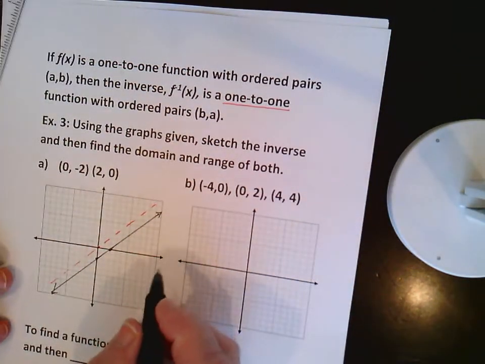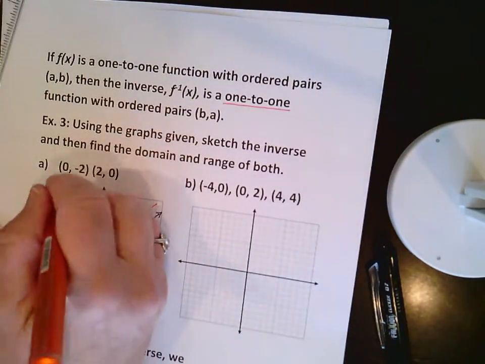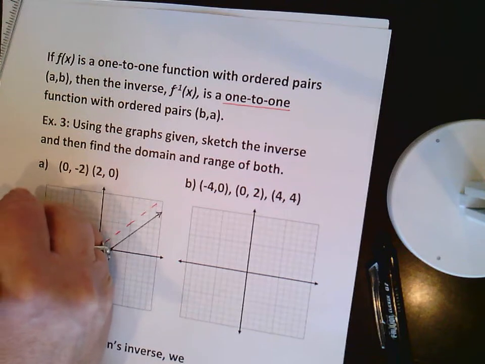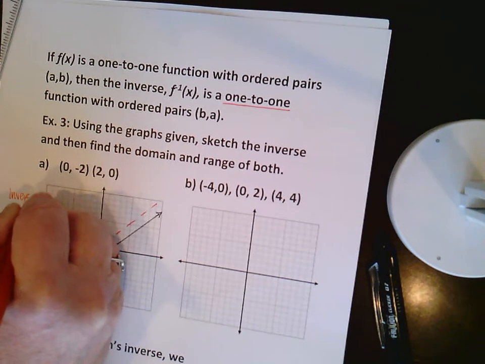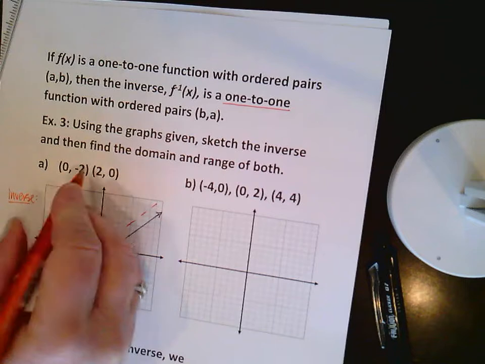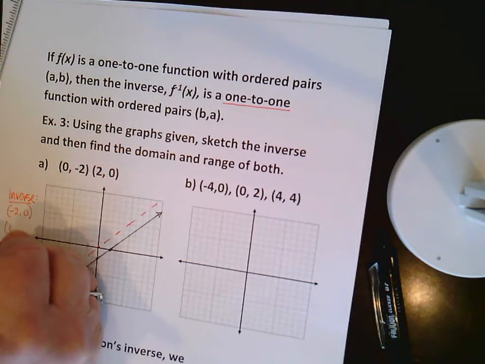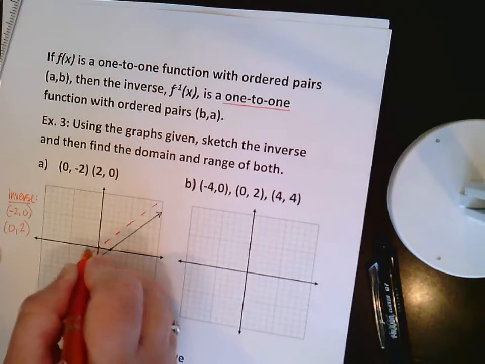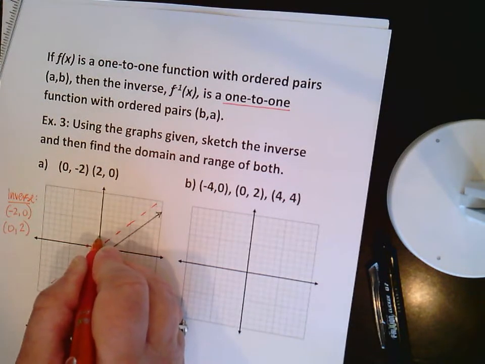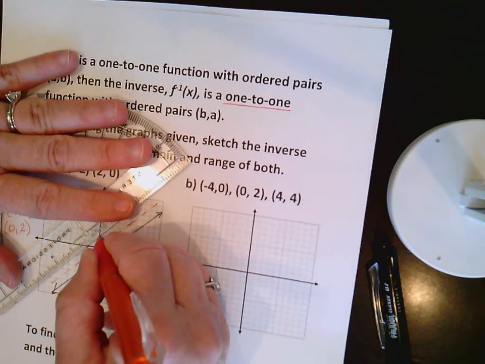So if I'm going to do that, then for my inverse, my ordered pairs are going to be the opposites. So (0, -2) is going to become (-2, 0), and (2, 0) is going to become (0, 2). So I have (-2, 0) and (0, 2). And so my inverse is here.